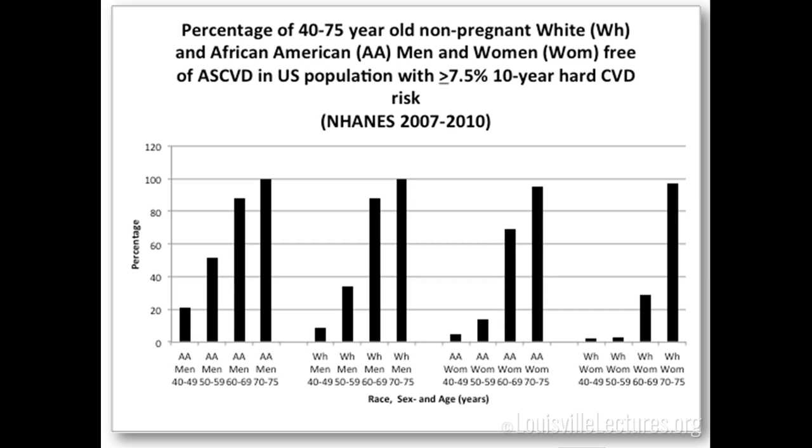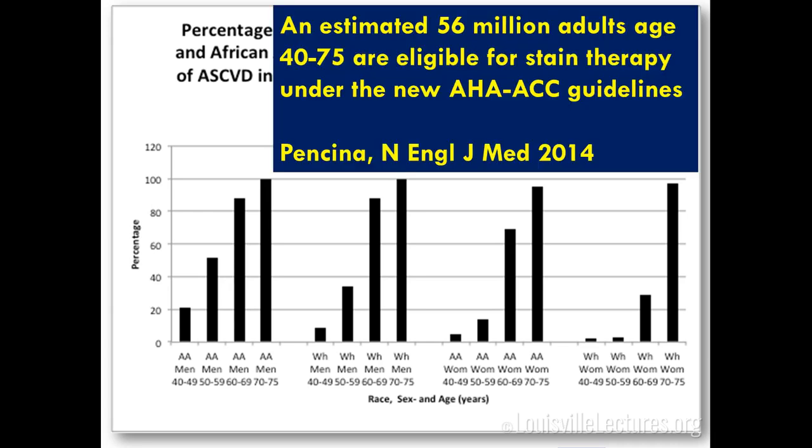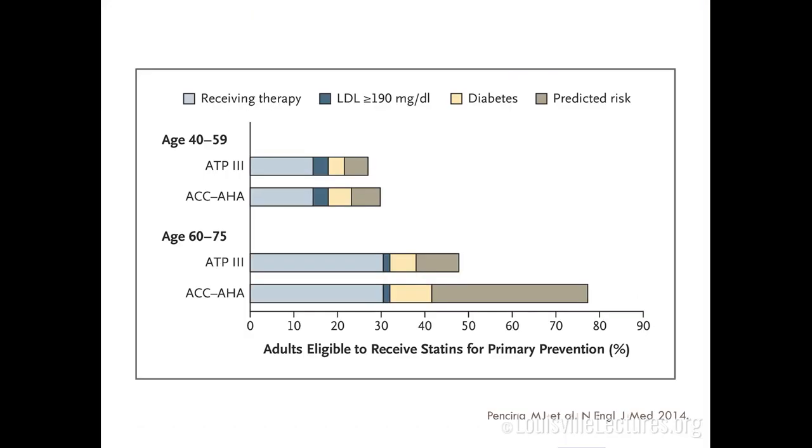You can see that it goes up greatly with age, but it's pretty consistent across men, women, whether you're white or African American, that as you get older, your risk of having this greater than 7.5% basically hits 100% at some point. Is this a lot of people? Well, it's estimated that 56 million American adults age 40 to 75 are eligible for statin therapy under the new guidelines. This is a huge amount of people. Not all of these people meet the eligibility because of a risk of greater than 7.5%, but as I'll show you, it's a large percentage.